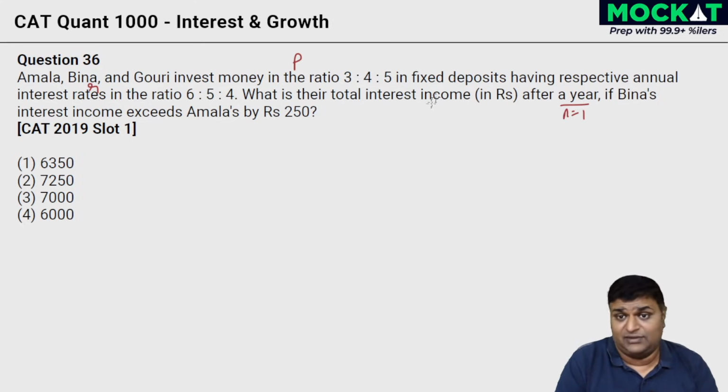So therefore, it doesn't matter whether it's compound or simple, right? If n is 1, it's the same. For 1 year, under compound interest and simple interest, it's the same interest. There's no interest on interest. So if B's interest income exceeds that of A by rupees 250, okay, simple, right? So we've seen this. These examples are there in the lesson as well.